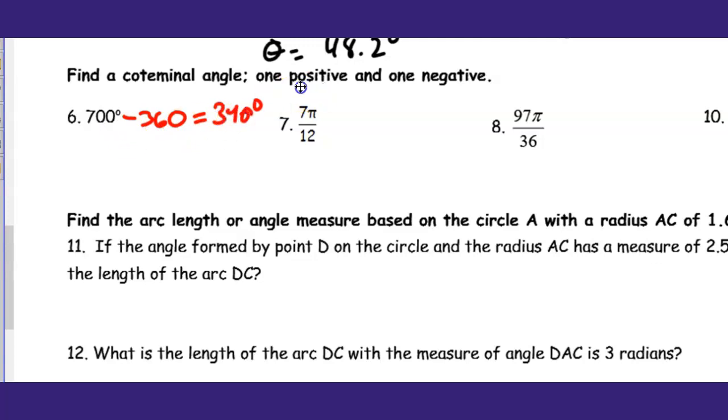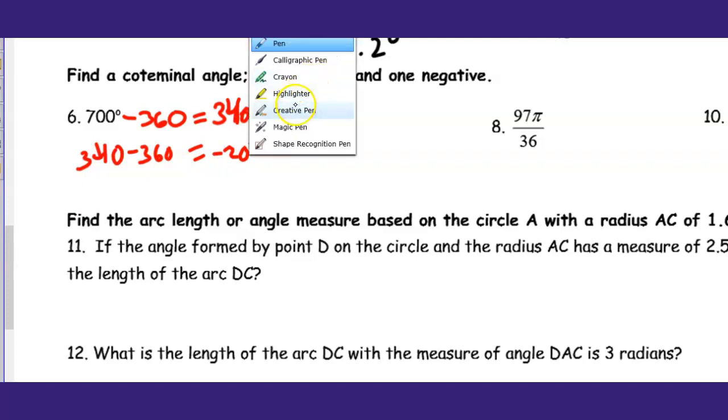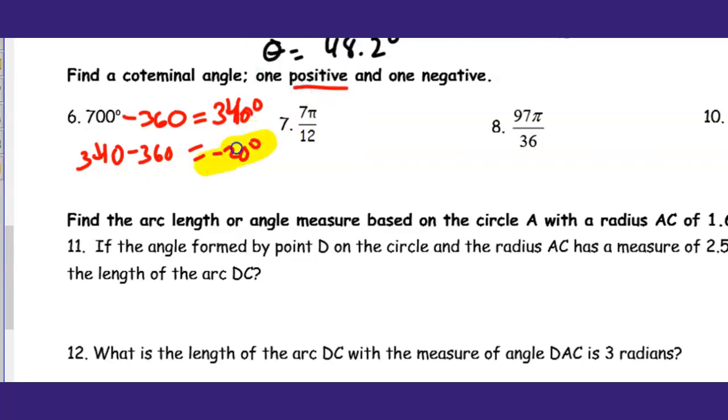It's positive, so it's fine, guys. I know I subtracted first, but it's a positive angle. And then one negative. So I'm going to do 340 minus 360 and get negative 20 degrees. So again, guys, this angle is coterminal to 700, and this is coterminal to 700. It's negative; I needed one positive and one negative.